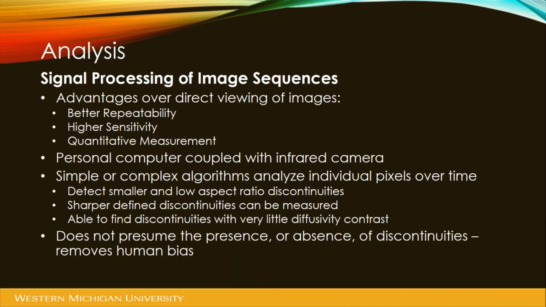And here's the big one. It takes bias out of the equation. It does not presume that there will or will not be something to find, right? The computer just looks at the data and crunches the numbers. So it removes your bias, like, oh, I've scanned this thing 1,000 times and never found it. That's typically what NDT is. Most of the time you look at something, you're not going to find anything.